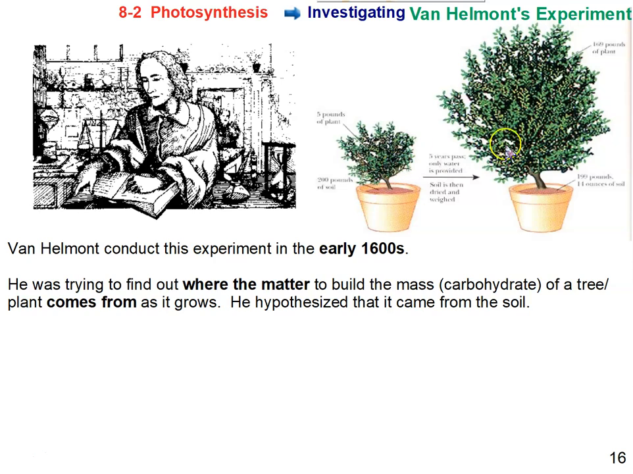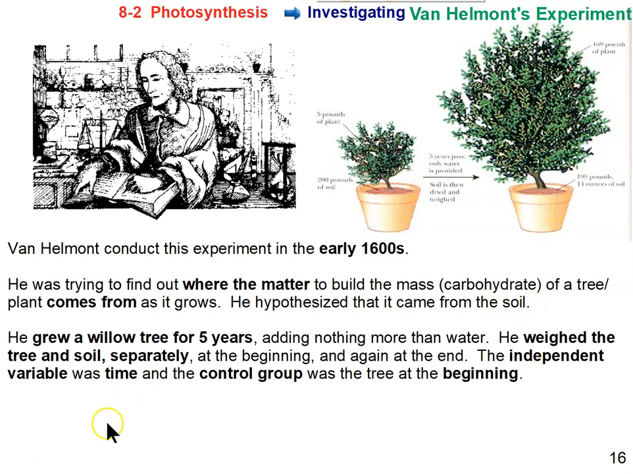If you just observe it, it is kind of magical, because the tree just gets bigger and bigger. And how does it get bigger? Where does that material come from to make it get bigger? Well, von Helmont hypothesized that it came from the soil. So he designed an experiment, of course, to test this. And he grew a willow tree for 5 years, just one willow tree for 5 years. He did nothing but water it as it grew.